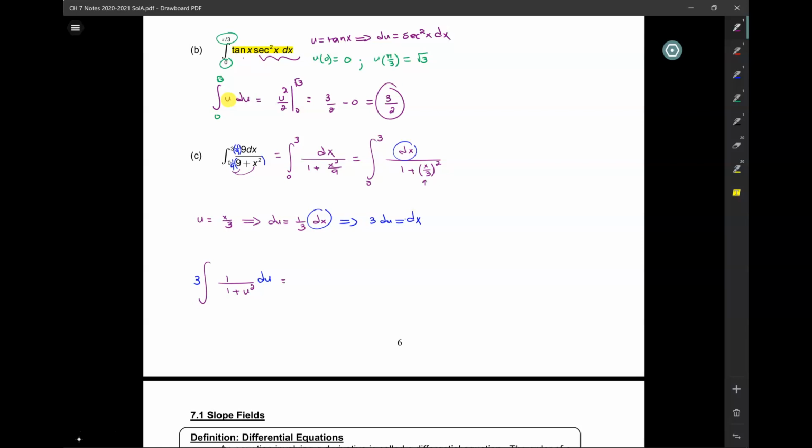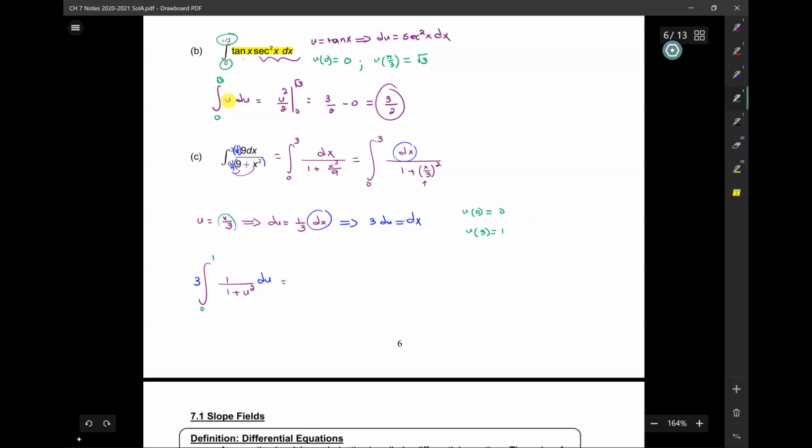Oh my goodness, look at what happened. Isn't that inverse tangent, 1 over 1 plus u squared? It so is inverse tangent, right? So these are like little hand tricks that we do, but they're very common. And you see this form a lot where you have a number over the same number plus x squared. All right, let's substitute our u's. U of 0 is 0 over 3, 0. U of 3 is 3 over 3, 1. So here I'm going from 0 to 1.